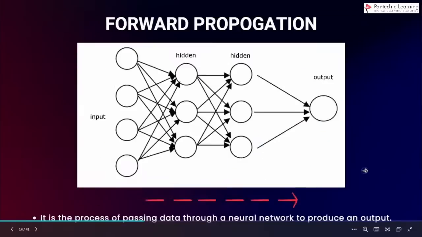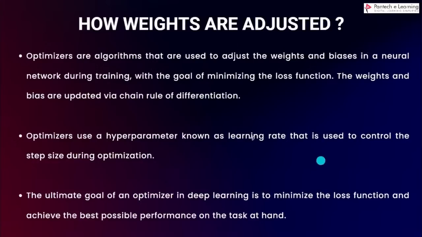Okay, and moving on to how weights are adjusted: optimizers are used to adjust the weights in a neural network with the goal of minimizing the loss function. The loss should be minimized. The weight and bias are updated via the chain rule of differentiation. This is the basic math you would have learned in school. Remember, optimizers use a hyperparameter known as the learning rate, which is used to control the step size during optimization. That learning rate will help you adjust this, and it is adjusted via the chain rule of differentiation.